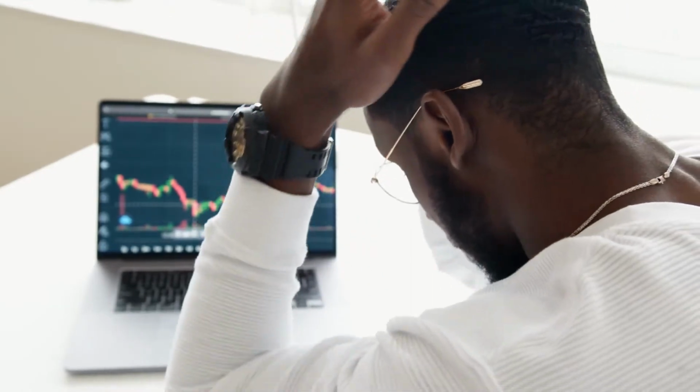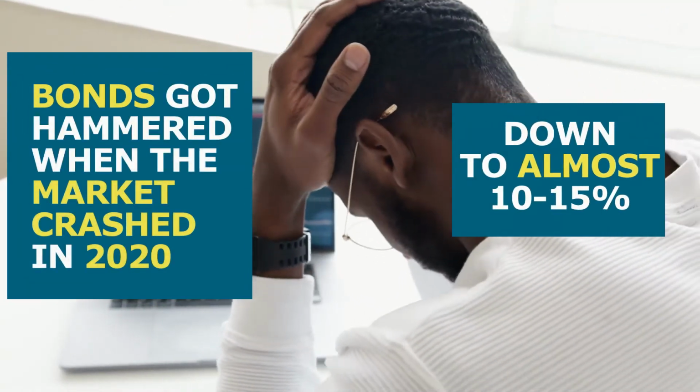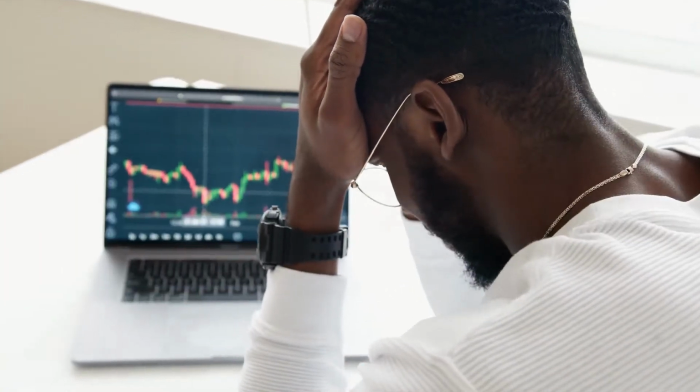In 2020, when the market crashed, the bonds got hammered as well. They were down 10, 12, 15%. So the inverse correlation no longer really exists between bonds and stocks. So you really want asset classes that complement each other. If one is going up, the other is either staying flat or paying income or doesn't really care what's happening to the other asset classes.